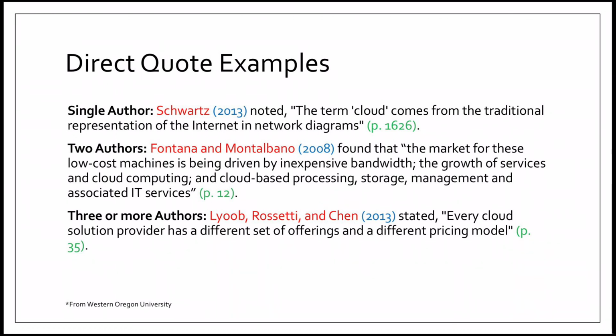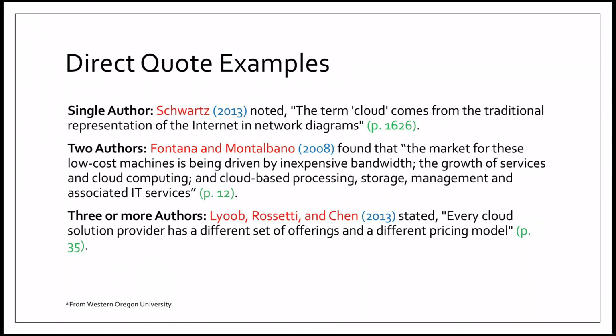And so in this red, you're going to see I have Schwartz, and this says Schwartz noted, the term cloud comes through traditional representation of the internet in network diagrams. All right, so in this partial quote that I'm using, the author is in red, Schwartz, and then 2013 is the year of publication from wherever that quote came from. And then this is probably going to be a journal article if it's a page number that's this large, right? So 1600, you can easily get journal article pages that are very, very large.